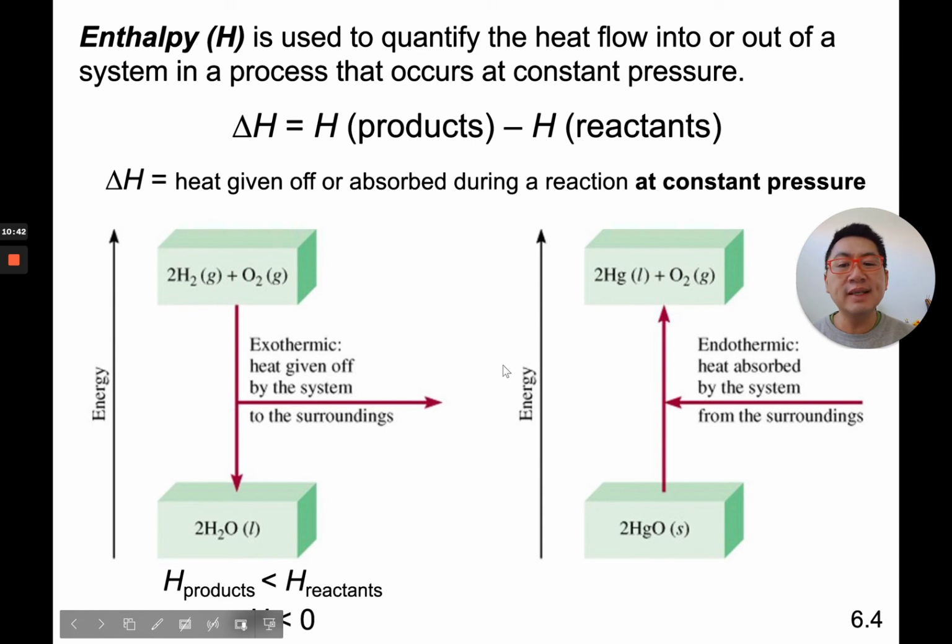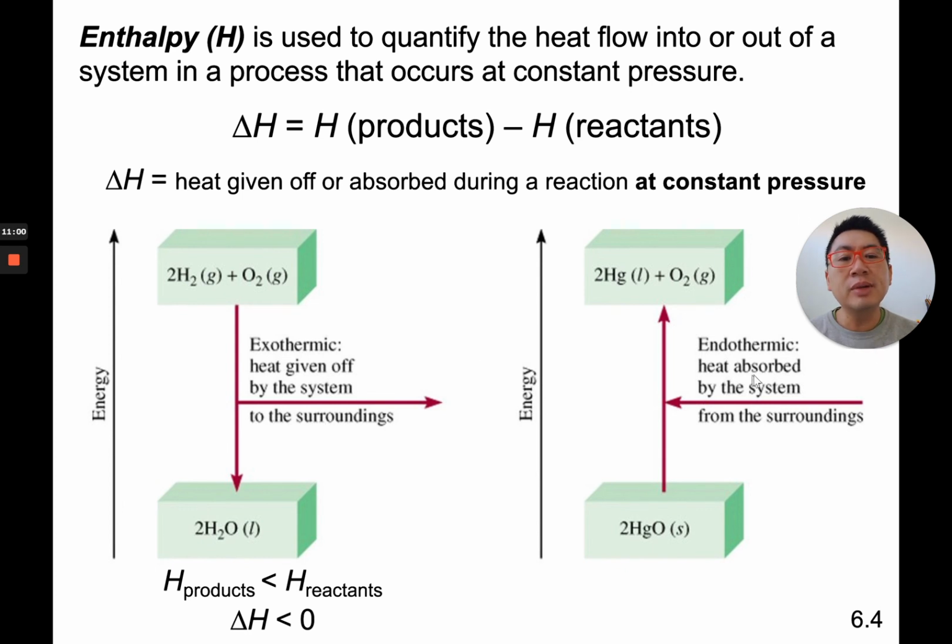We'll be seeing that when we see chemical reactions, you'll see a delta H next to a reaction, and it'll be some positive or negative number. If it's negative, that means it's an exothermic reaction. So delta H is negative, it's an exothermic reaction.